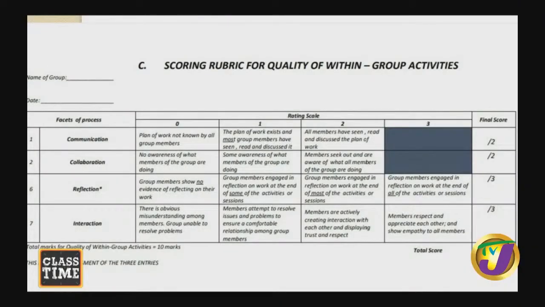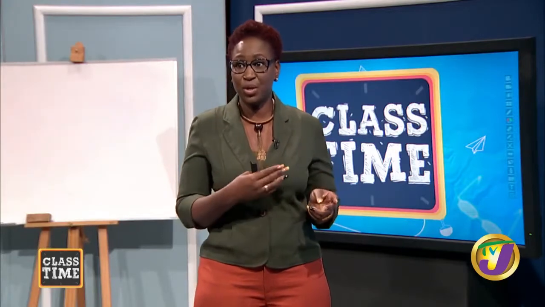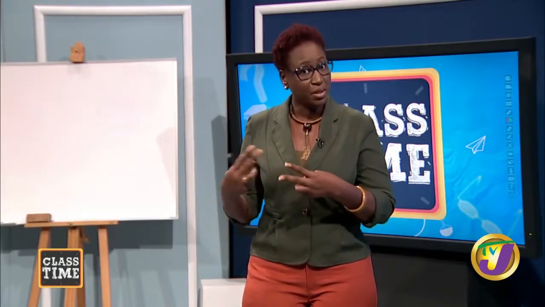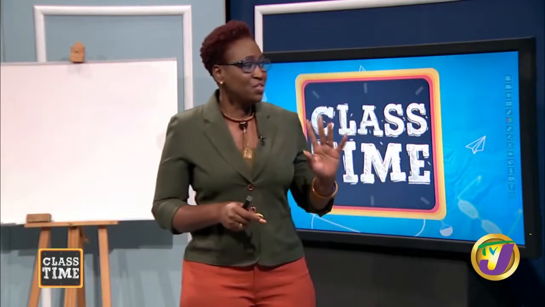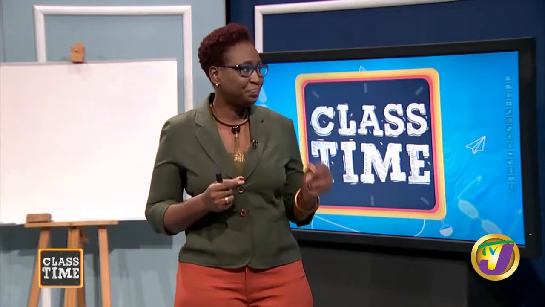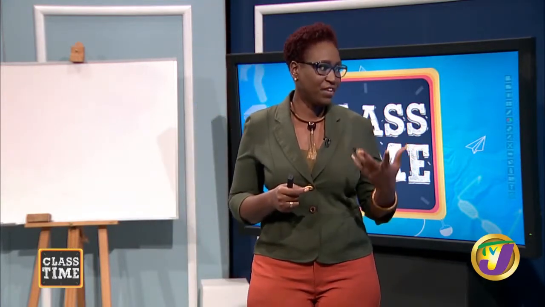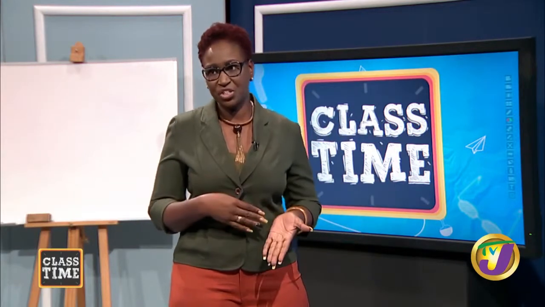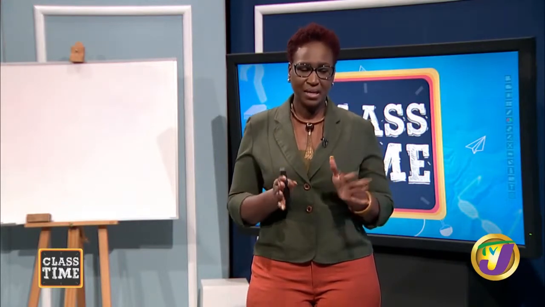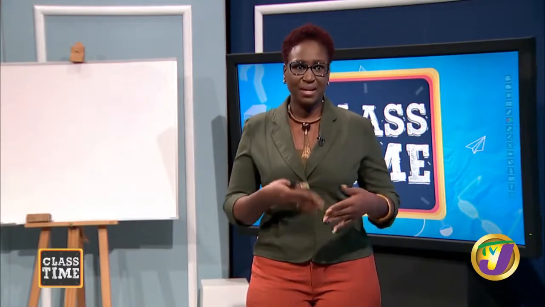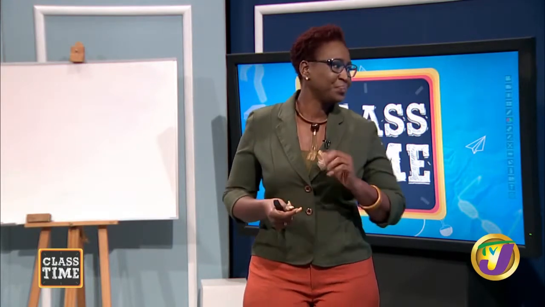You're marked for collaboration. Members seek out and are aware of what all members of the group are doing. So remember, that's 4 marks right there just for knowing what everybody in your group is doing and for letting everybody in your group know what you're doing. Please don't throw them away. They're very important. So for the maximum 3 marks for reflection, the group members engage in reflection on work at the end of all the activities or sessions. Basically what it's saying is, when you have a little group meeting, all of you come together for one particular purpose. At the end of it, you must have come to some kind of conclusion, some kind of understanding.